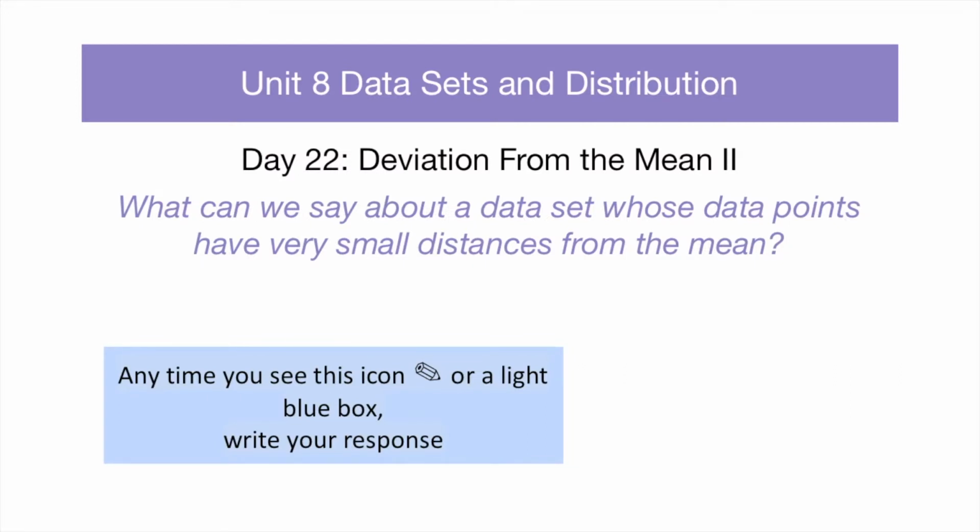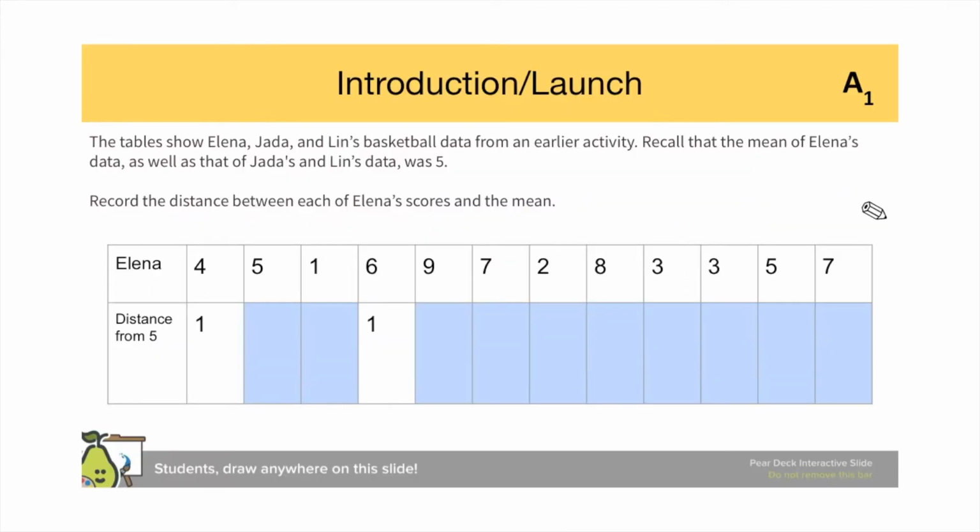Today, 6th graders are working on Unit 8, Data Sets and Distribution. Day 22, Deviation from the Mean 2. What can we say about a data set whose data points have very small distances from the mean? The introduction has the following information.